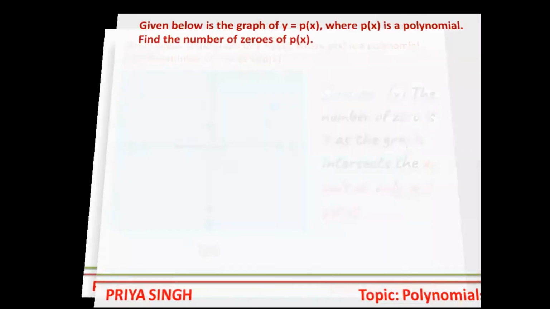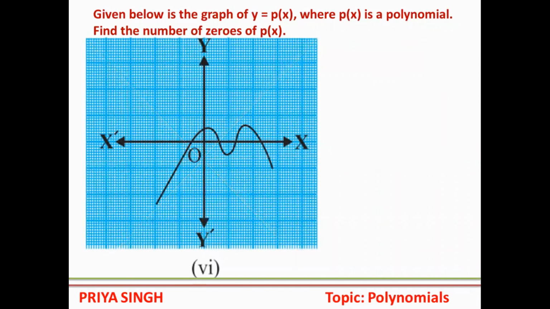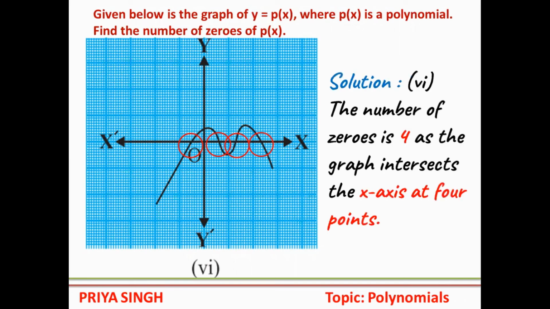Let us take the last example. Yes, can you see there are many intersection points? Let us draw our first intersection point, second, third and fourth. So there are how many intersection points? 4 intersection points. Therefore, the number of zeros is 4, as the graph intersects the x-axis at 4 points.